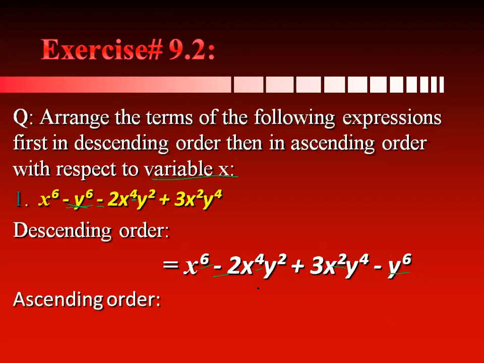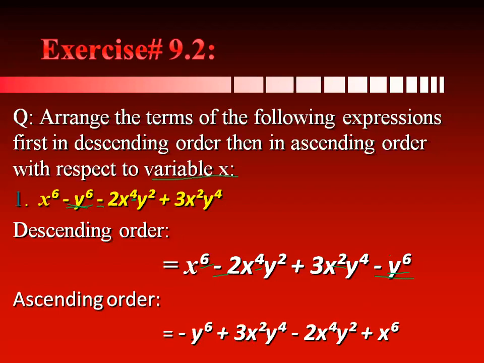Now, move on to the ascending order of this. How will you write the ascending order? Obviously, you will write the reverse order of this one. Okay, so starting from the lowest power. Here, the power of x is 0. So you will write y6 first, but along with the sign.